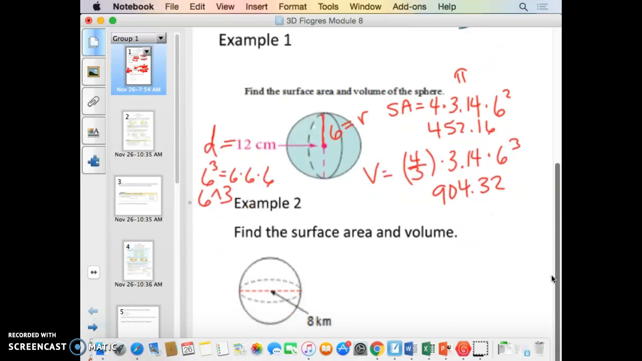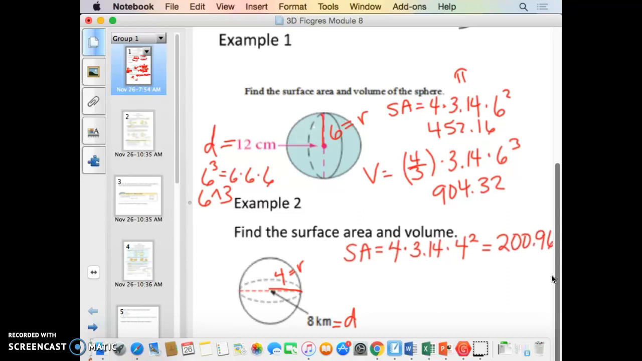So again, just plugging numbers into the formula. Down here again, for example 2, again, this is my diameter, so my radius is half of that, which is 4. Now that I know what R is, I can easily find my surface area. Surface area equals 4 times 3.14 times 4 squared. You type all that in and you get 200.96.